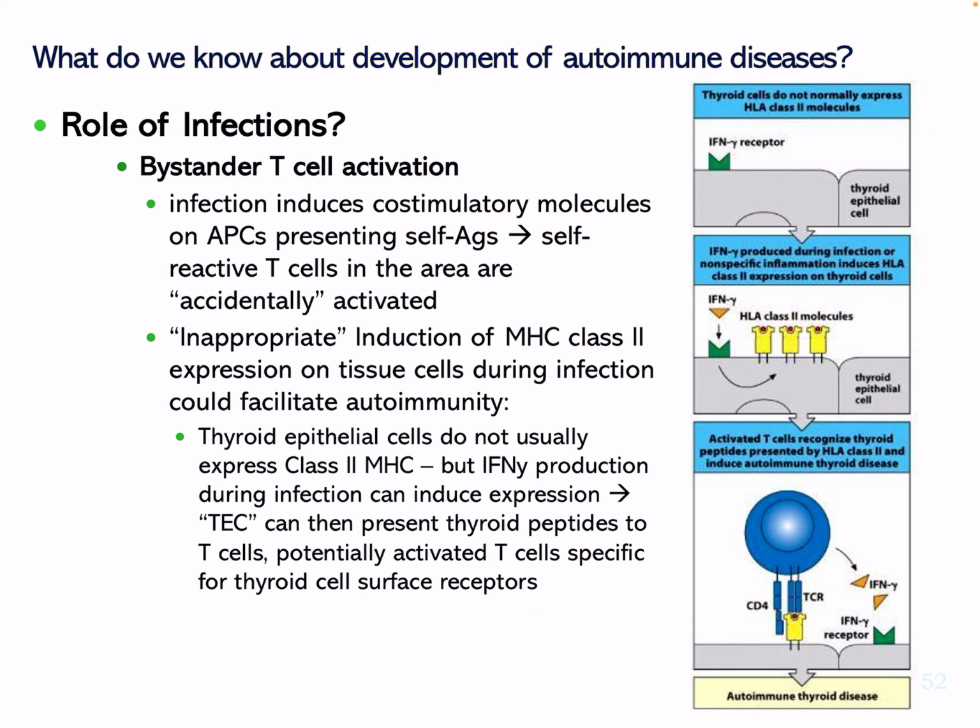So we can also have bystander T-cell activation. This is where an infection induces co-stimulatory molecules on APCs to present self-antigens, so self-reactive T cells in the area are accidentally activated. So inappropriate induction of MHC class II expression on tissue cells during an infection can facilitate autoimmunity. So for example, thyroid epithelial cells do not usually express MHC class II, but interferon gamma production during infection can induce expression in these epithelial cells, which can then present thyroid peptides to T cells, potentially activating T cells specific for thyroid cell surface receptors, which is not good. So again, this is shown here in this figure.